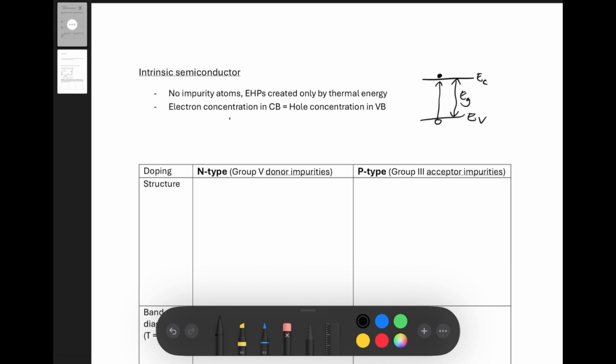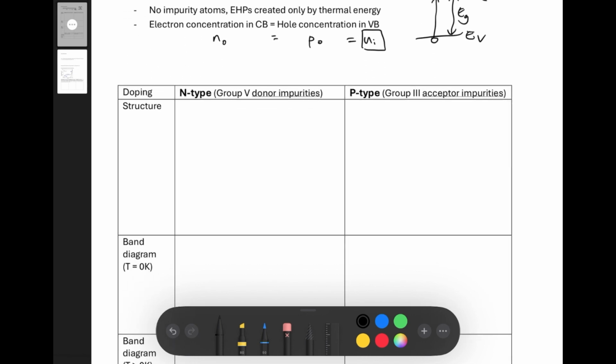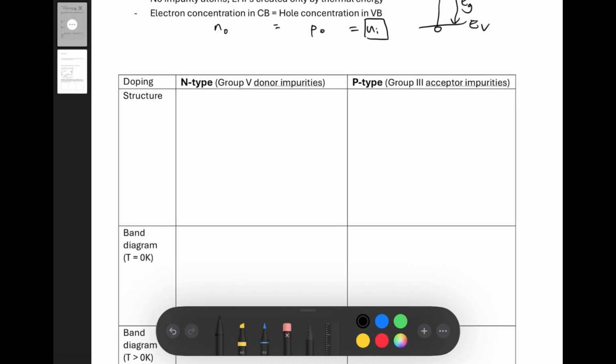So in the intrinsic semiconductor, the electron concentration in the conduction band, N0, is equal to the hole concentration in the valence band, P0, and this is equal to the intrinsic carrier concentration, Ni. We'll look at the intrinsic carrier concentration more in the next video, but for this video it's not that relevant. So let's look at doping.